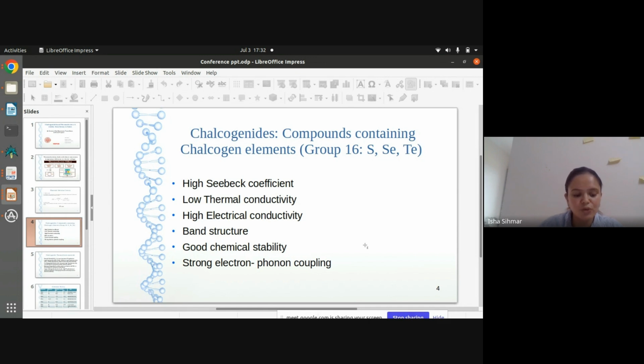The strong electron-phonon coupling in the chalcogenides can enhance the Seebeck coefficient without significantly increasing the thermal conductivity. This strong electron-phonon coupling is beneficial for maintaining high thermoelectric efficiency.